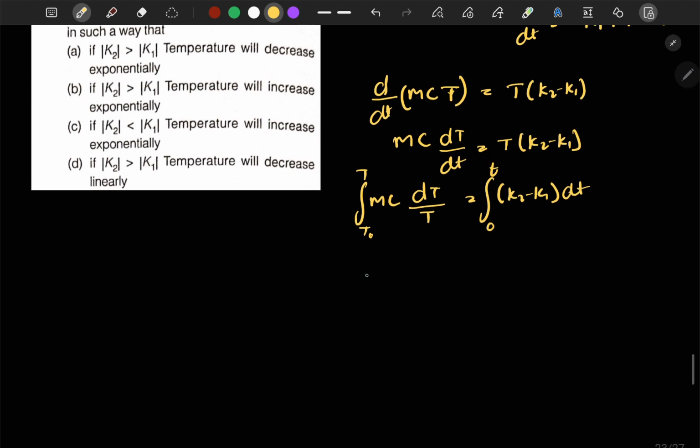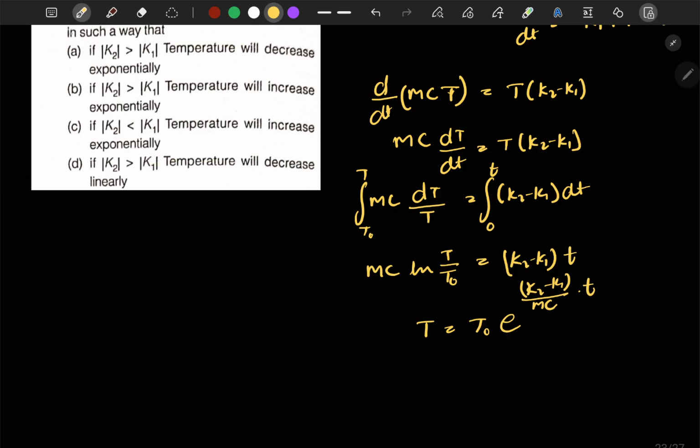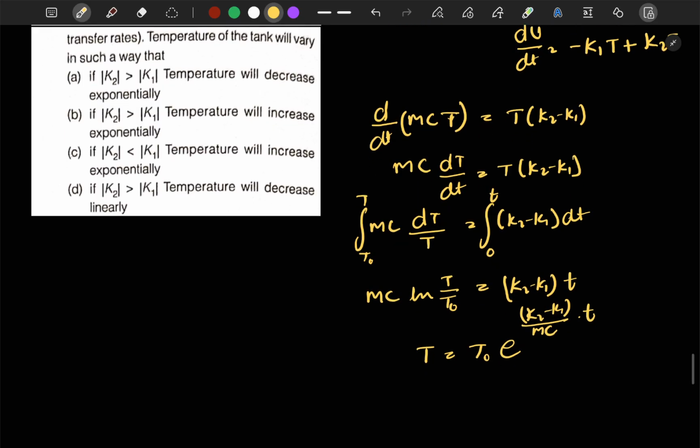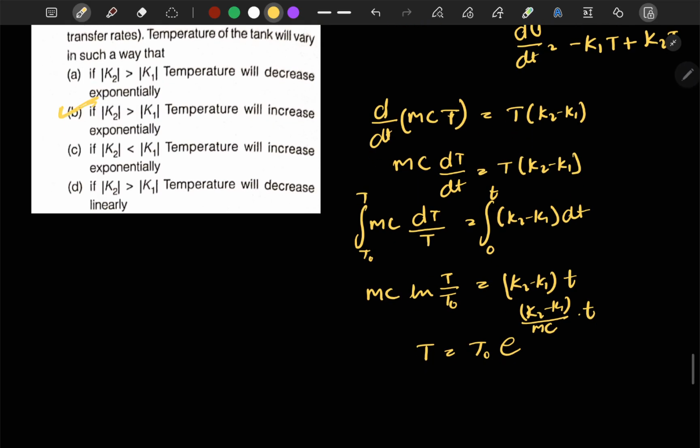So we will get mc ln T by T naught is equal to (k2 minus k1) into t, and we can further simplify it as T is equal to T naught into e to the power (k2 minus k1) upon mc into t. So this is our expression we got. We can see from here that if k2 is greater than k1, this should be positive and temperature will increase exponentially.